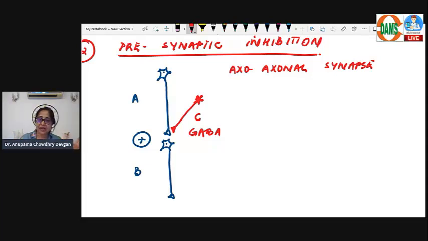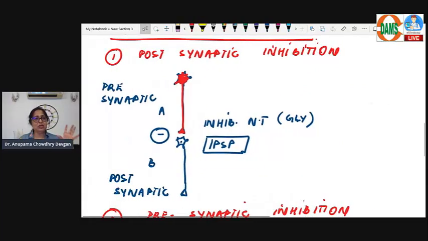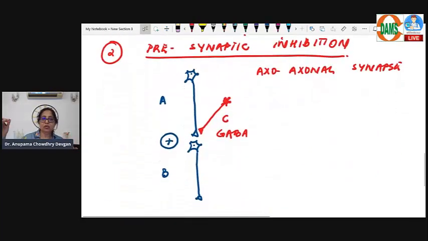Let's see this once again. What happened in a postsynaptic inhibition was very straightforward. Neuron A, which is the presynaptic neuron, releases an inhibitory neurotransmitter, which is glycine, which produces an IPSP in B and inhibits B. B is postsynaptic. So A releases an inhibitory neurotransmitter, inhibits B. This was postsynaptic inhibition. In presynaptic inhibition, neuron A excites neuron B, but there is a neuron C which forms an axonal synapse with neuron A. A is presynaptic, B is postsynaptic.